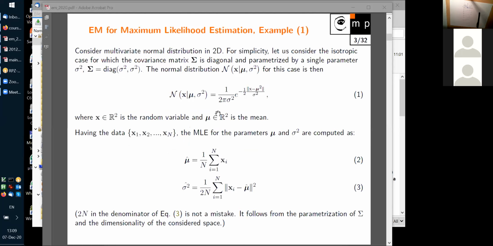I will not go through this, but we saw this in lecture number 2. If we have a single Gaussian and we draw a sample of size n, we know that the maximum likelihood estimate of the mean parameter is the average of the points we observed, and the maximum likelihood estimate of the variance is the average of the sum of squares.